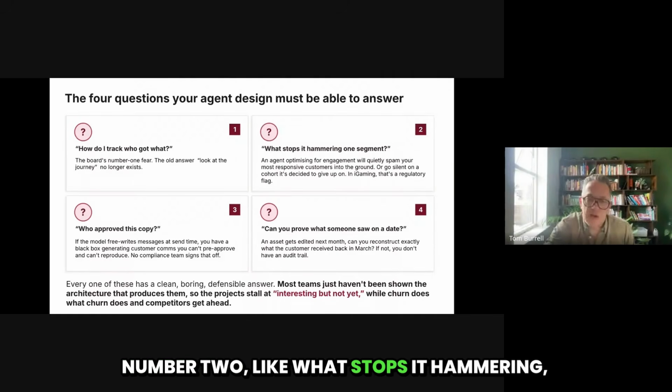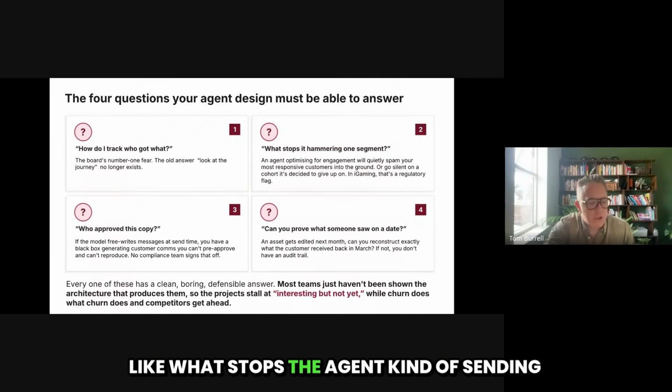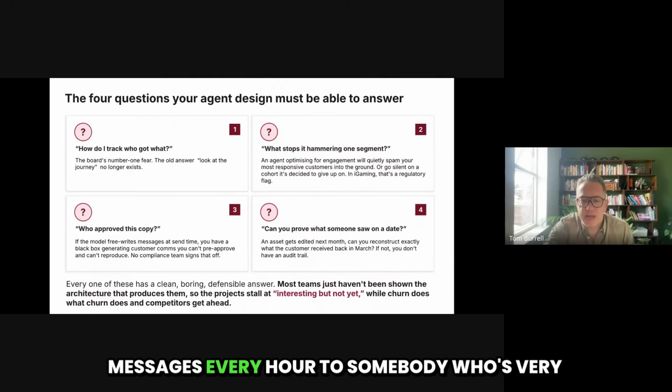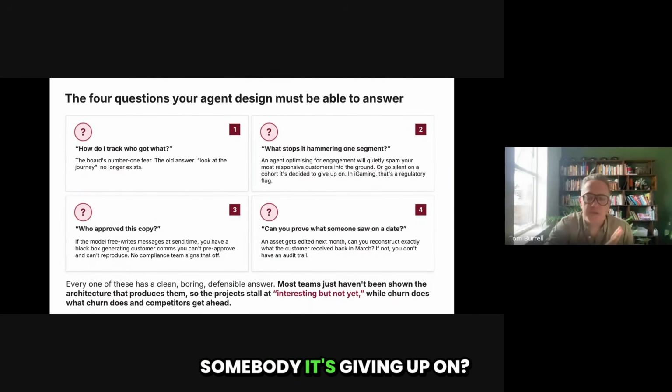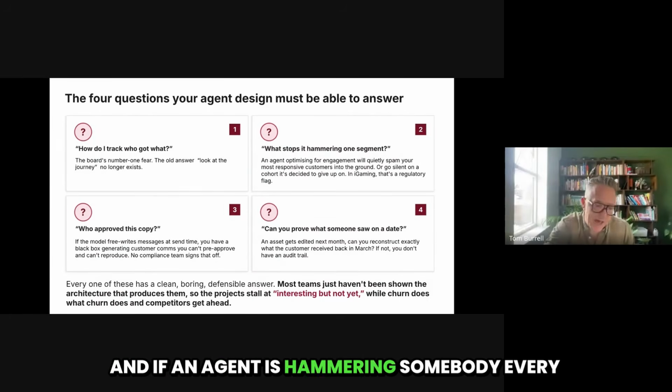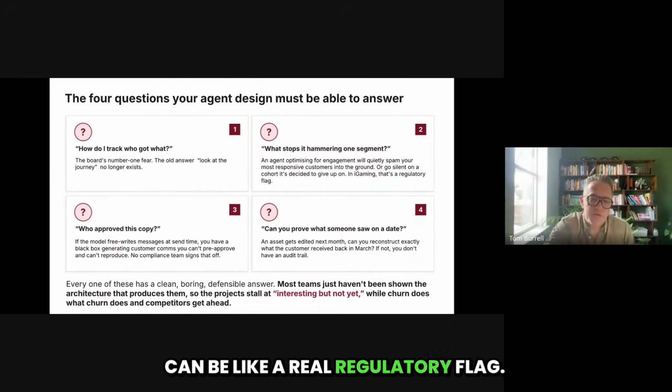Number 2, what stops the agent hammering one segment? What stops the agent sending messages every hour to somebody who's very engaged, or going completely silent on somebody that's given up? And if an agent is hammering somebody every hour, in some industries like gaming, that can be a real regulatory flag.